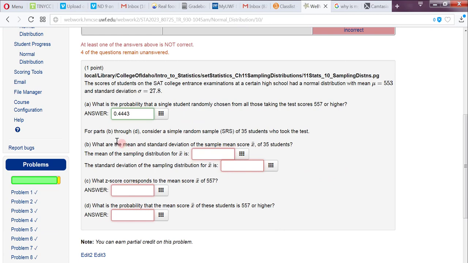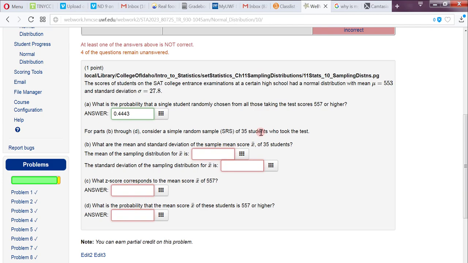It says for part B through D, consider a simple random sample of 35 students who took the test. So part B, what is the mean and standard deviation of the sample mean score X bar of 35 students? Okay, so what we're saying is we're changing the situation up a little bit. Instead of looking for a single student, we're going to be taking a random sample of 35 students. And we're going to be talking about the probability that the average of those 35 students that I randomly select is a particular value, okay?